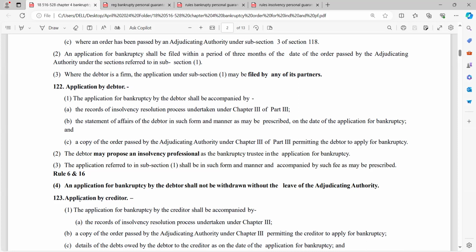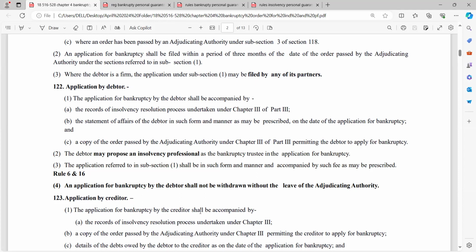Now, an application for bankruptcy by the debtor shall not be withdrawn without the leave of the adjudicating authority. But in case of insolvency, we have seen that there is a provision that if 90% of the creditors agree, then the application can be withdrawn. But here it is not without the leave of the adjudicating authority.